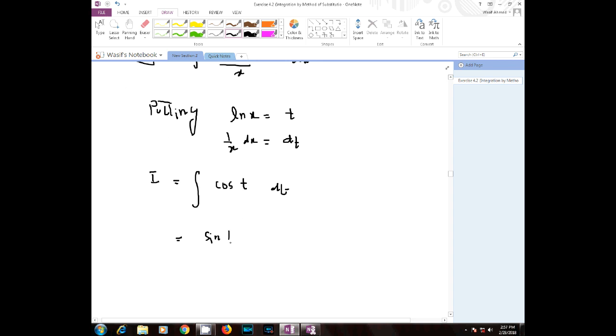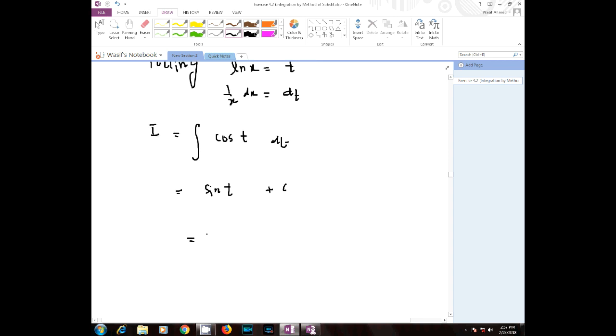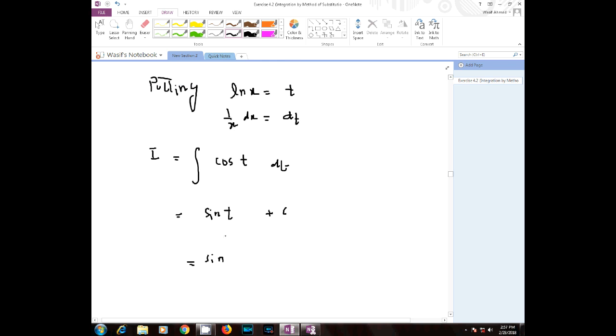This is equal to sine t plus constant of integration. This is equal to sine, and instead of t you have ln x, sine ln x plus constant of integration. So this is your answer. Let me check it. This was question number 16, and the answer of question number 16 is sine ln x. Yes, this is the correct answer.